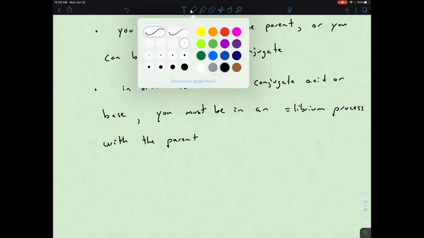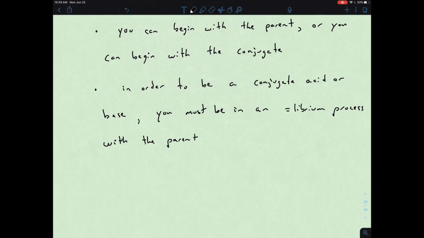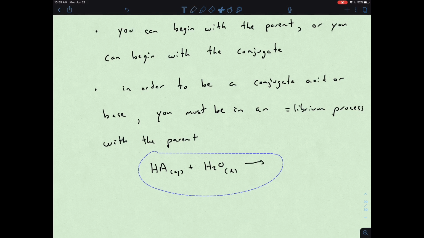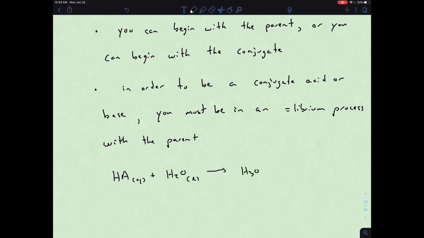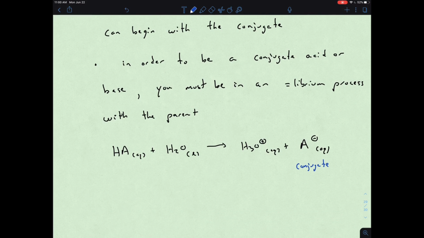Meaning, to relay that in terms of an acid example, if we look at our general acid plus H2O in a one-way reaction, we would produce hydronium ion and our A minus. Now we can call this a conjugate, but it's not a conjugate base. That's basically because of our arrow, right? This is not equilibrium.